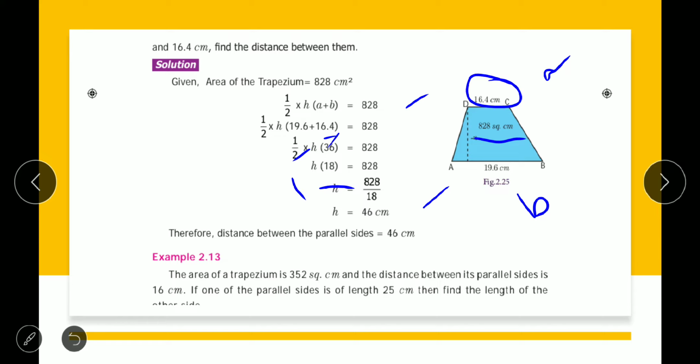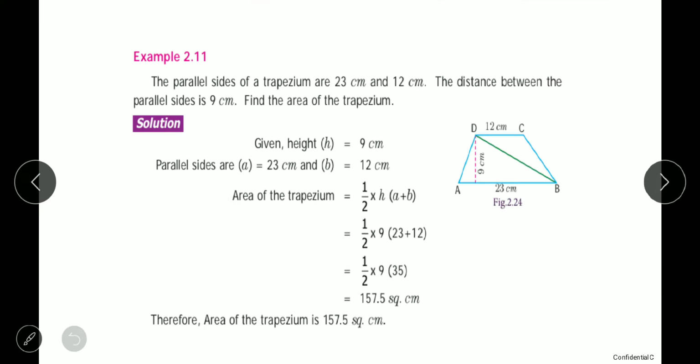So not only the height, even they can ask you to find any one of the parallel sides, that can be A or B. And here we have the next question. The parallel sides of a trapezium are 23 centimeter and 12 centimeter. Parallel sides mean this is A and B, so we can take A and B. The distance between the parallel sides, distance means it is nothing but height. So height is given, it is 9. Find the area. It is so easy.